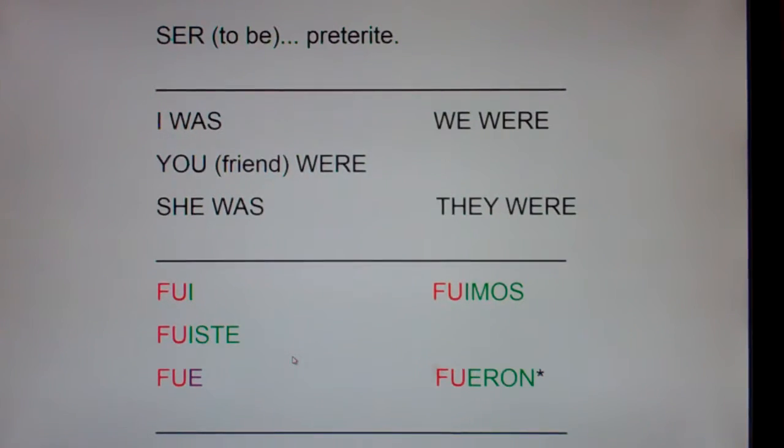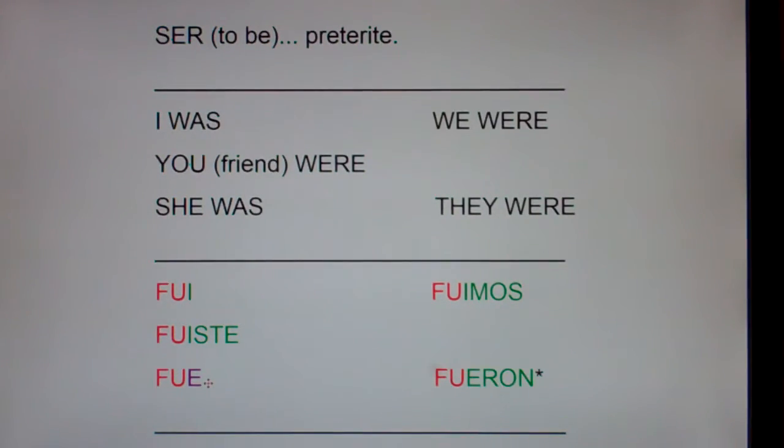Now, again, you don't say fui, fuiste, fue very often. You hear it in things like, oh, it was an accident, or it was a horrible thing. Normally, when you say it was, you're describing. Like, it was a big building. It would be imperfect, era. She was very beautiful, era. Okay? So 90% of the time, I'd say, when you're saying it was, it's a description of something, and it's going to be era. Okay? So again, tricky verb. You might want to watch this clip again. Ser, to be, in the preterite.